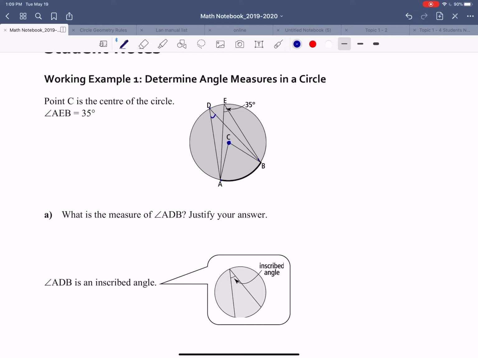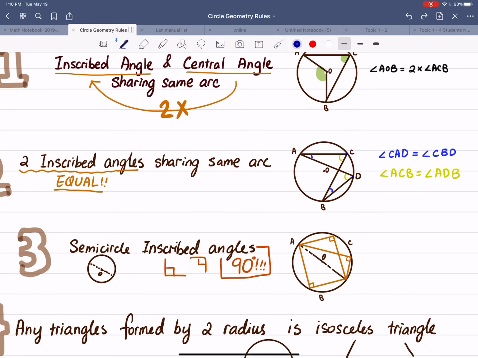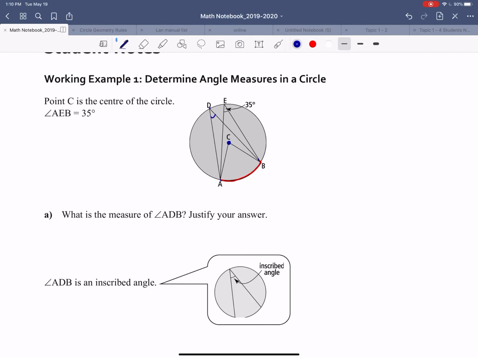Justify your answer. Do you see that? Do they share the same chord? AB, yes. So according to our rules here, inscribed angles sharing the same chord are the same. So they measure the same. If AEB is 35, then ADB should be 35 as well.